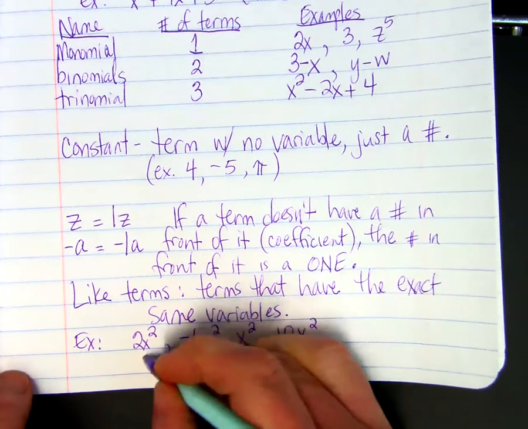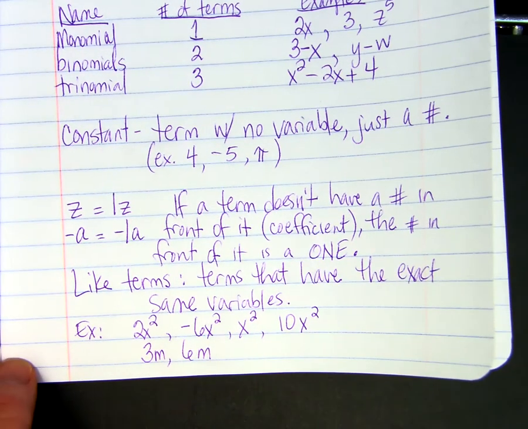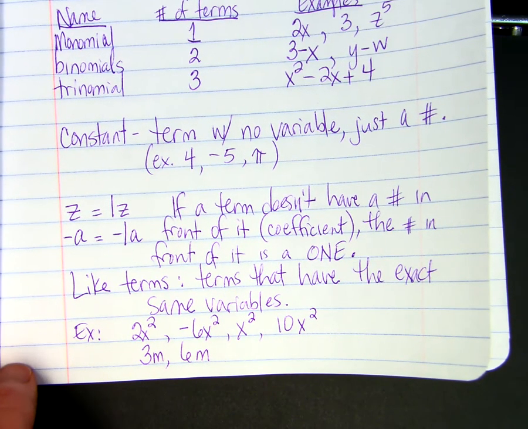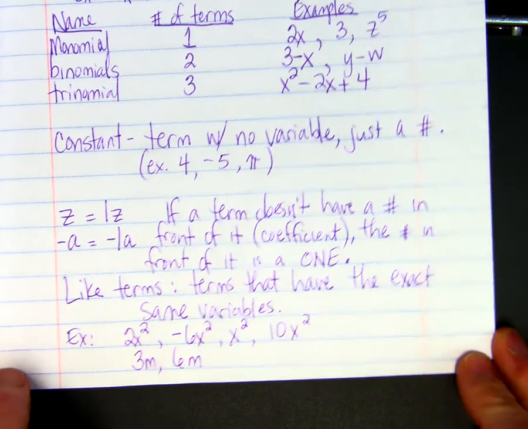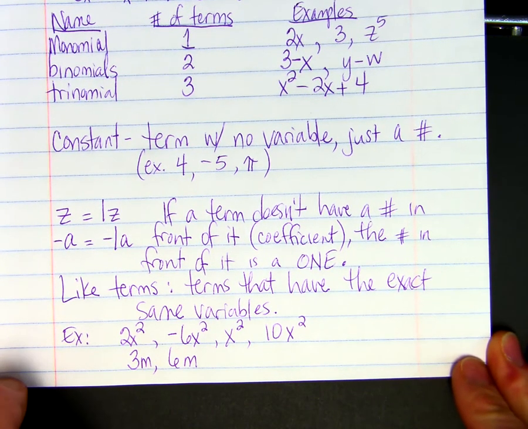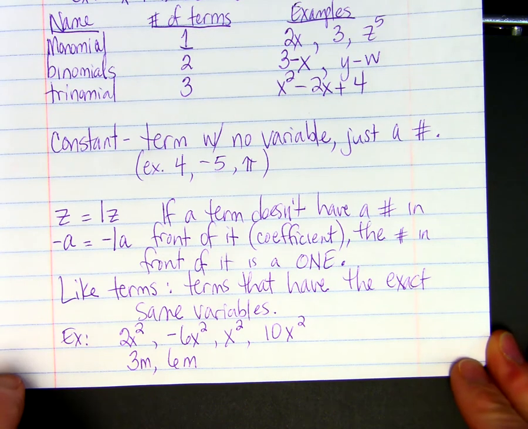Here's another example. 3m, 6m, those are like terms. Now we're going to do some examples where I'm going to ask you, are these like terms? Yes or no? But I'm going to turn the page to do it because I ran out of room. So I'm starting on my next page.